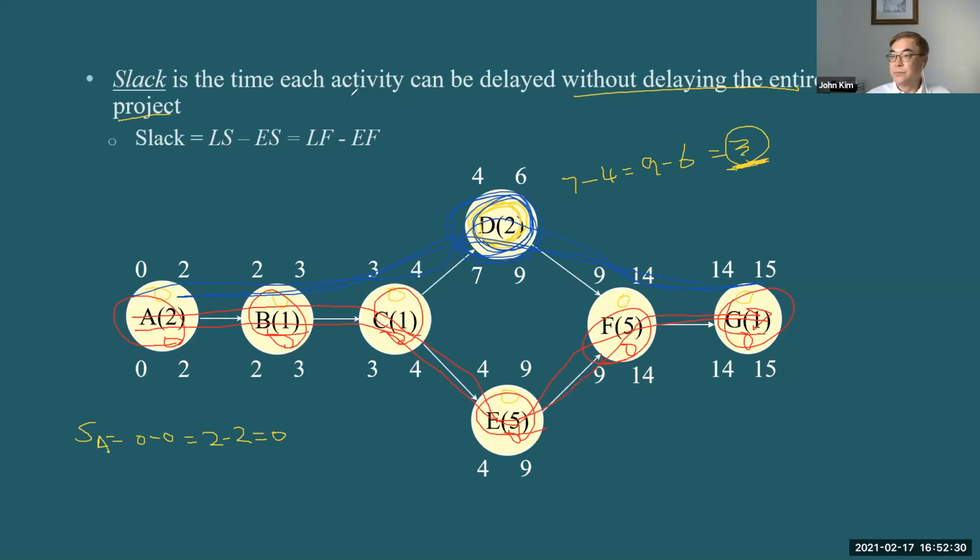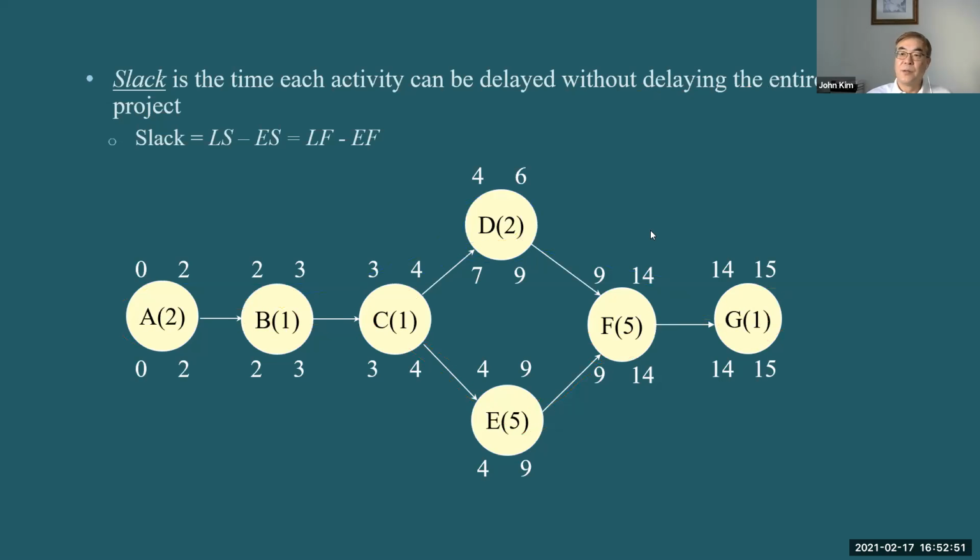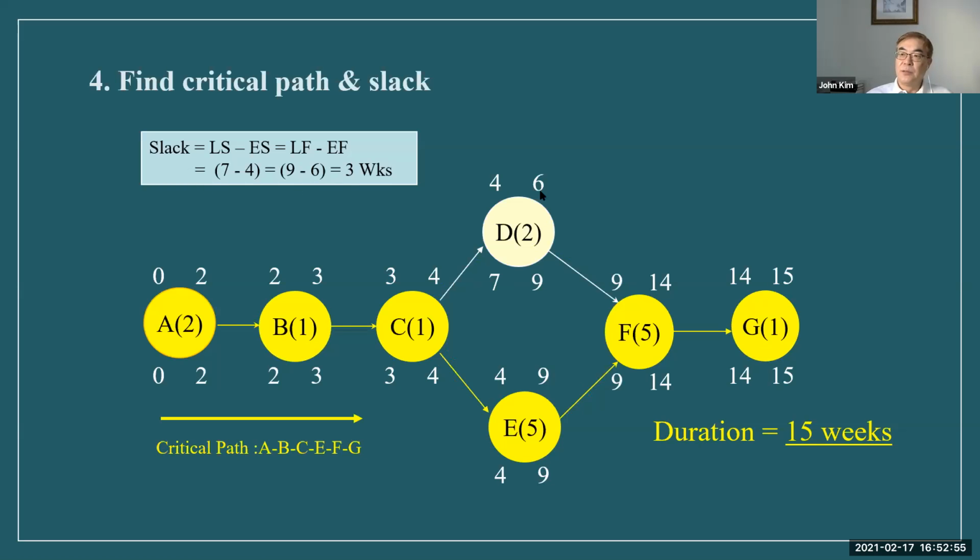Okay. So we call this one slack. An activity that has slack is a non-critical activity; this gives critical activity and critical path, non-critical path. So this one, 3 weeks, is non-critical. So this path is the critical path. The critical path for this project is A, B, C, E, F, G. And the project duration is 15, the same as the critical path duration. That is the project time.